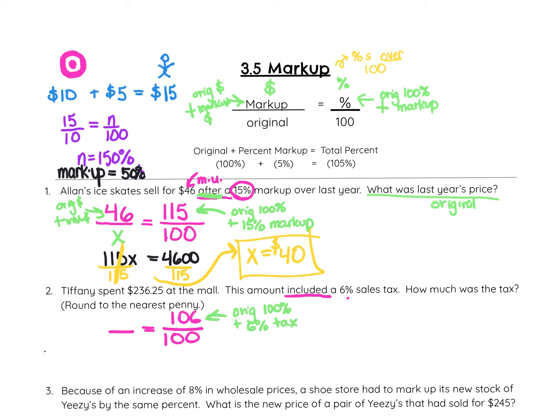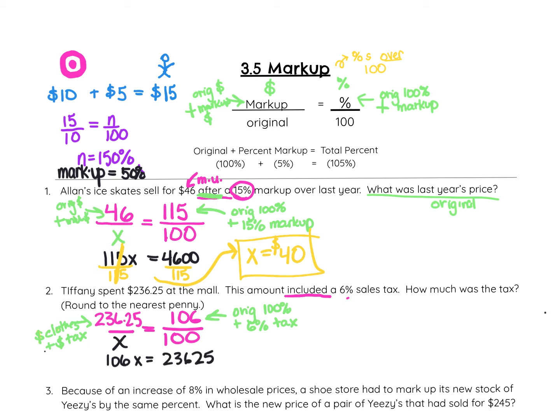And we know that on the other side, we need to put our $236.25 because in dollar value, we know this was the cost of the clothes. I'm just assuming it's clothes because she's at the mall. Clothes plus the dollar tax, and that's how those match. So what we're looking for is, in this case, the original price of the clothes.